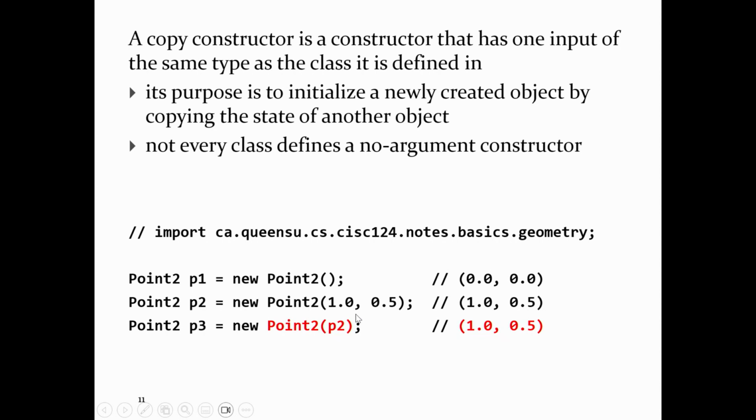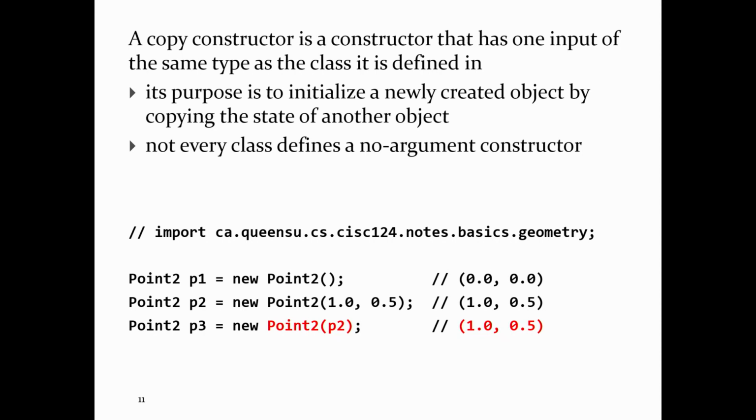So this constructor call here makes a copy of whatever point P2 refers to. P2 is back here. It made the point 1, 0.5. So that constructor makes a copy of that point, and the third point also has coordinates 1 and 0.5. It creates a new object, so this point is a distinct point compared to the previous point. There's two different points. They both happen to have the same coordinates. If you change the coordinates of one point, the coordinates of the other point do not change.